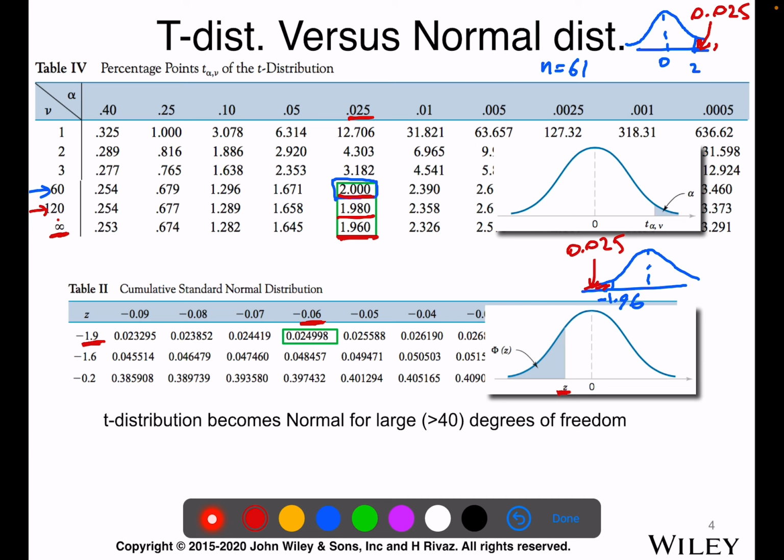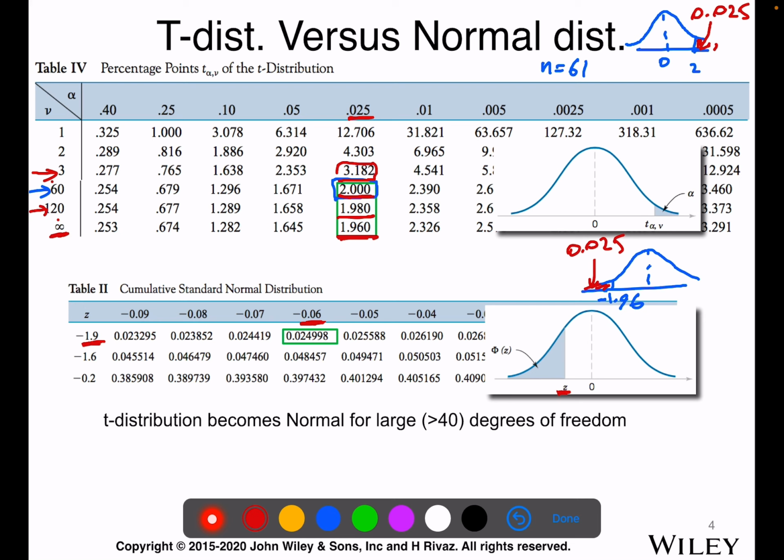And we see that for smaller numbers, they are very different. For example, if we only have 4 data points, then the number is a very large number, it is 3. Right? So for small numbers, the t-distribution and normal distribution are very different. For large numbers, they are the same. Any questions?